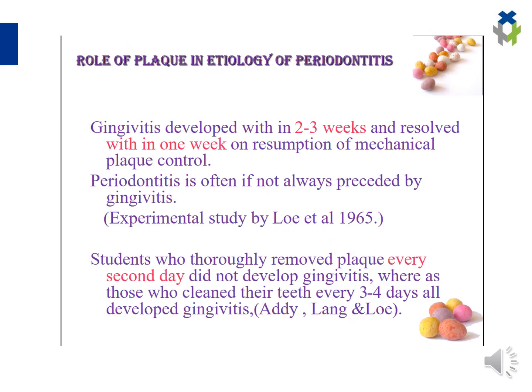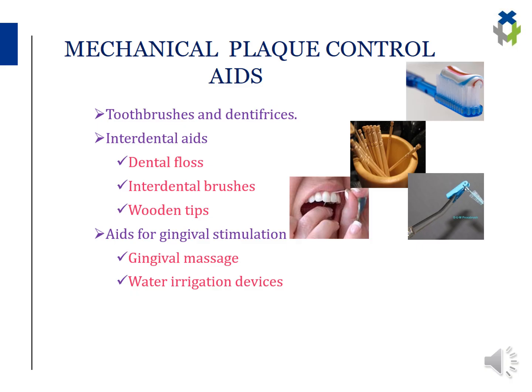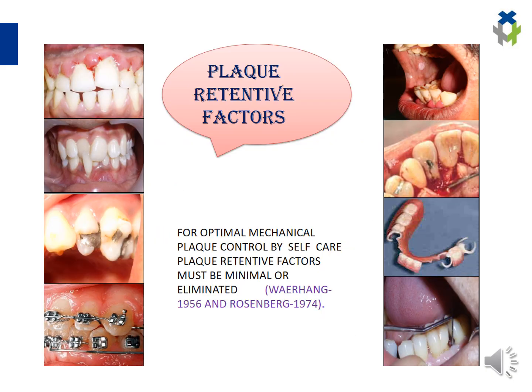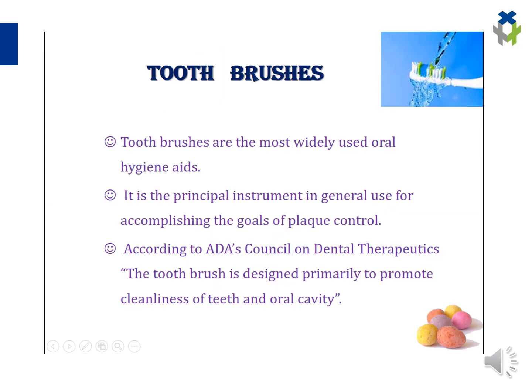Gingivitis develops in 2 to 3 weeks and resolves within 1 week, and periodontitis is often, if not always, preceded by gingivitis. The mechanical plaque control aids are toothbrushes and dentifrices. Interdental aids are dental floss, interdental brushes and wooden tips, and aids for gingival stimulation are gingival massage and water irrigation devices. The goals are maintenance of gingival and dental health. The plaque retentive factors have to be removed.